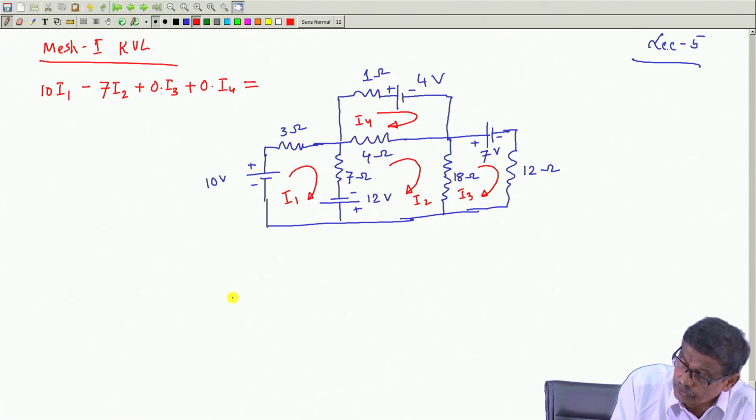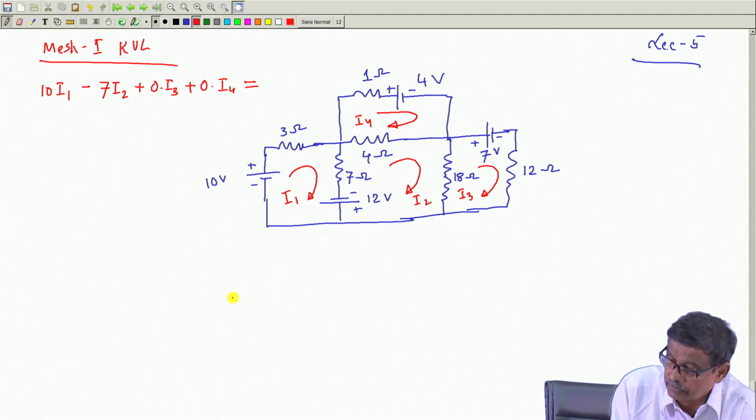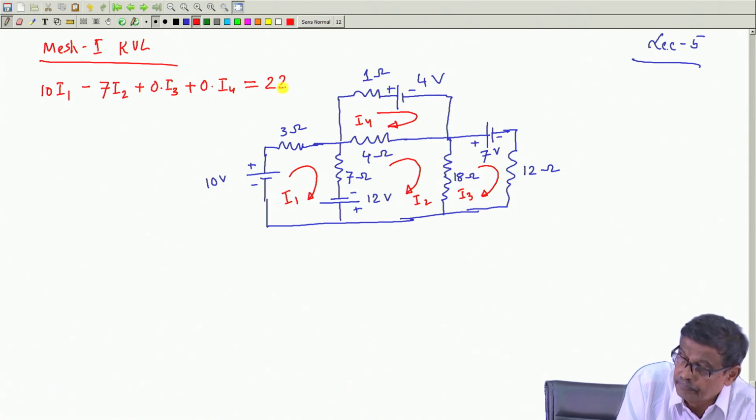Now, what are the sources present? See, there is 10 volt and 12 volt. This 10 volt is in the same direction as I 1. The polarity of 12 volt is also in the same direction as I 1. So, 10 plus 12, both of them are positive. So, 22. Equation 1 is over.